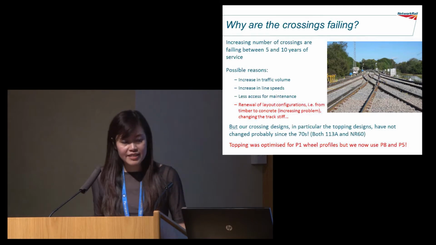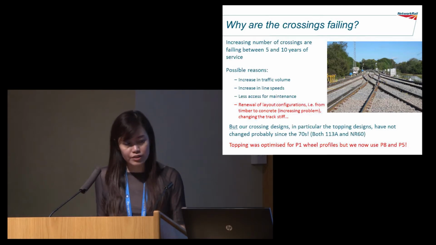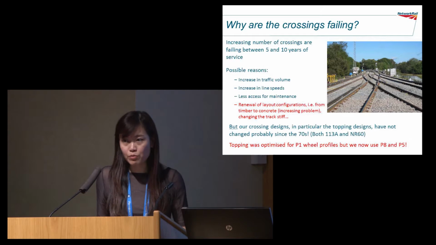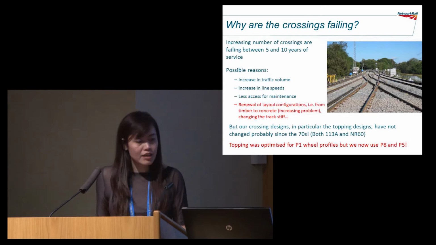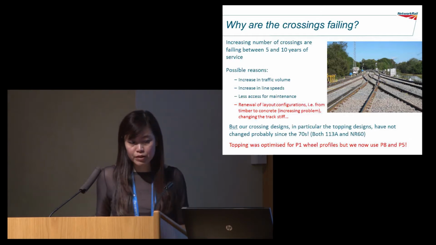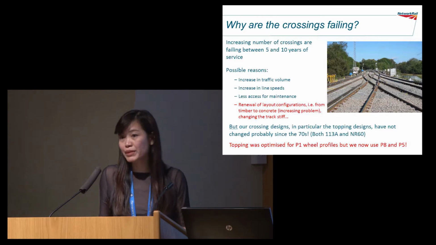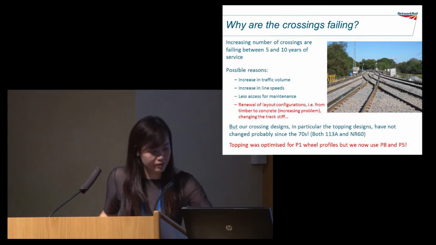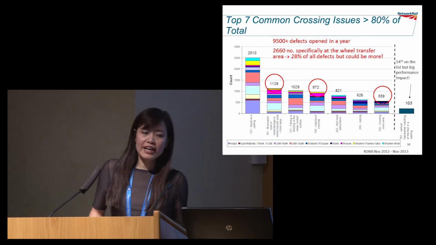Our crossing designs, as I said, shopping designs have not changed since the 70s. That includes the 113A and the NR60. Shopping was optimized for P1 wheel profiles, but we now use P8 and P5. So we look at our issues.